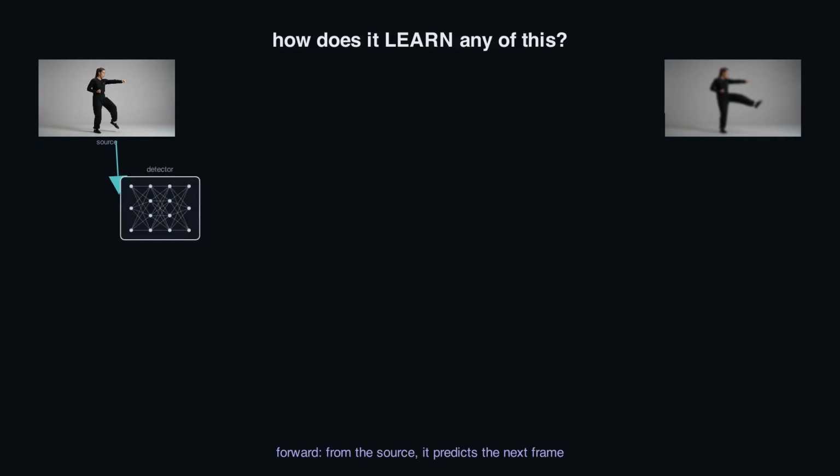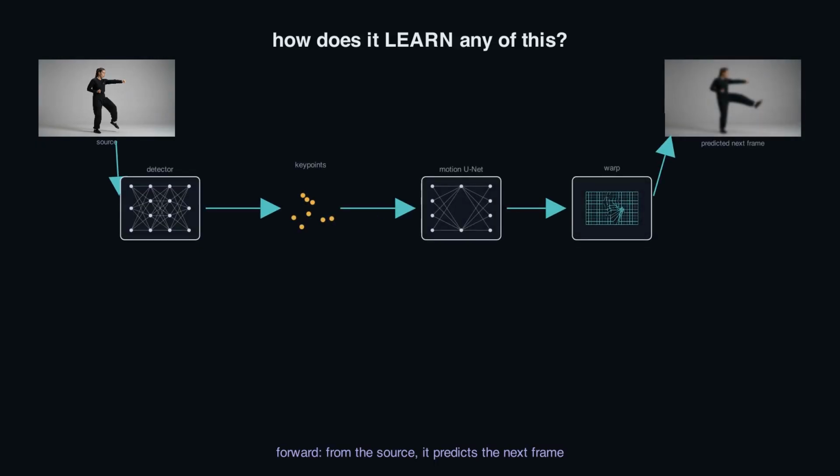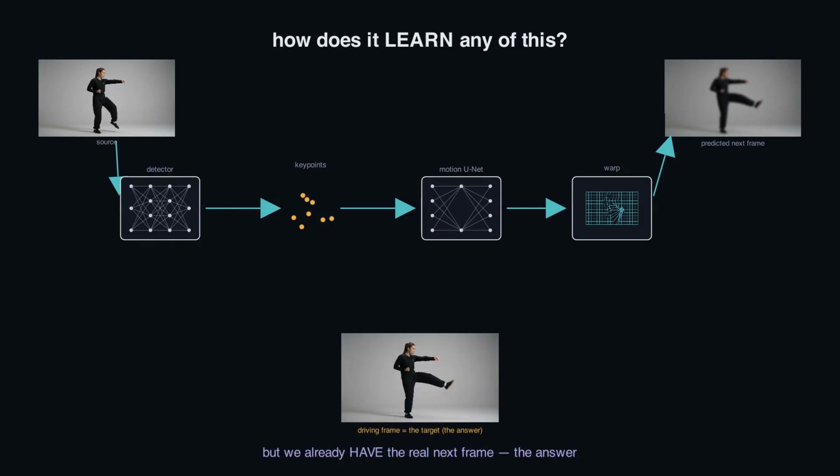Here's the trick. From the source frame, the whole pipeline predicts what the next frame should look like. But we already have the real next frame. It's right there in the video. That's the answer. So compare the guess to the real thing. How far off was it? That gap is the error.